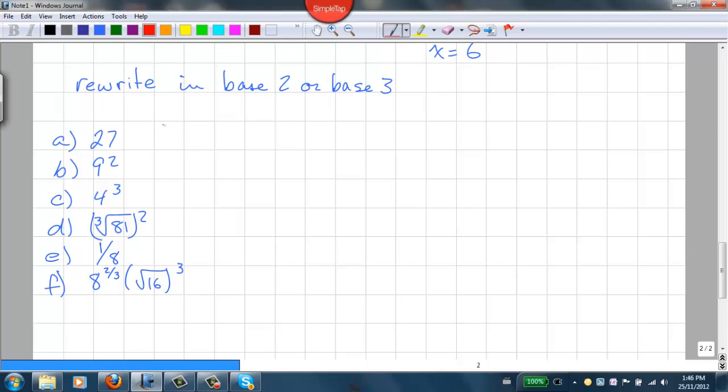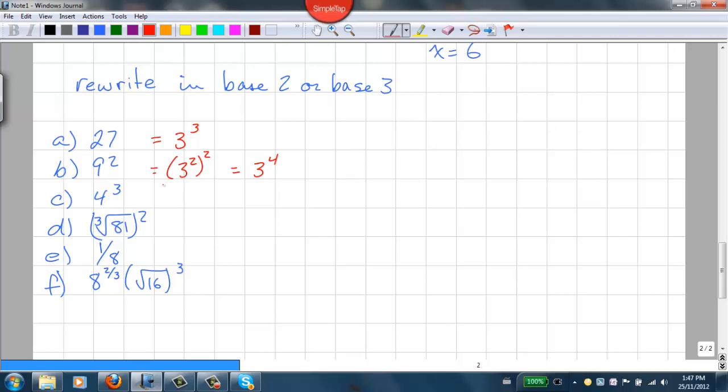Alright, so 27 I hope you recognize is a power of 3. So we can simply rewrite that as 3 cubed. No big deal. 9, I can't rewrite in base 2. I'm going to have to rewrite that in base 3. That's going to be 3 squared. But don't forget the 2 that's already out there. And using exponent laws, we multiply our powers here. We multiply the exponents to get 3 to the power of 4.